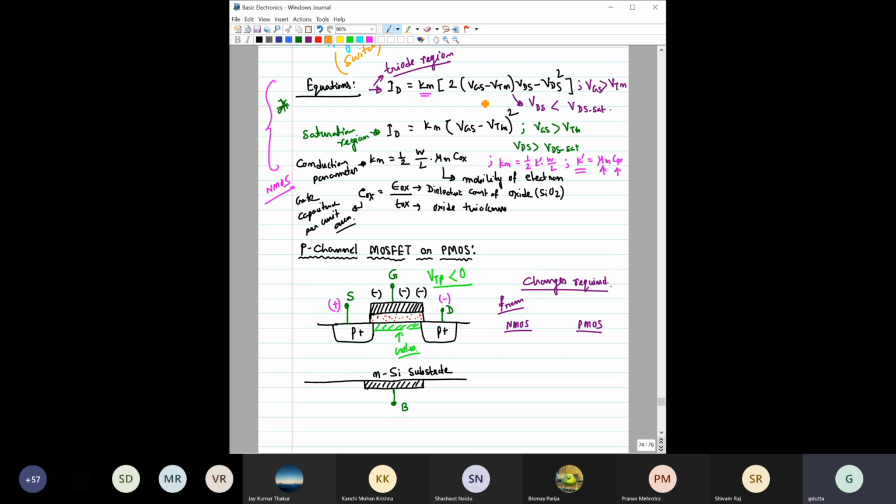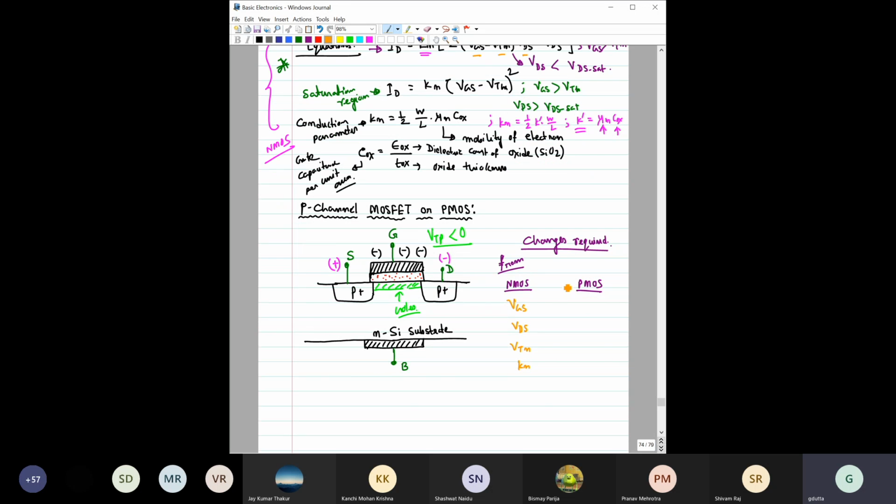Number one is VGS, so let us write VGS. Second is VDS, so let us write VDS. Third one is VTN. Primarily these three parameters are there in these equations. And obviously the other one is Kn, so that will also change for this PMOS.